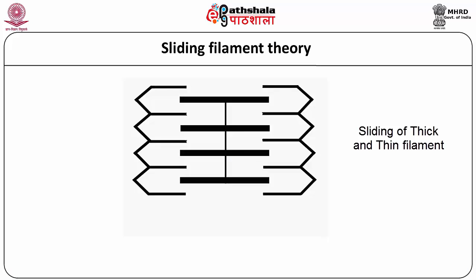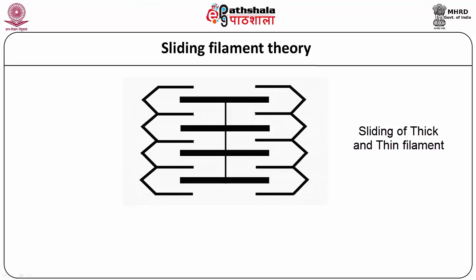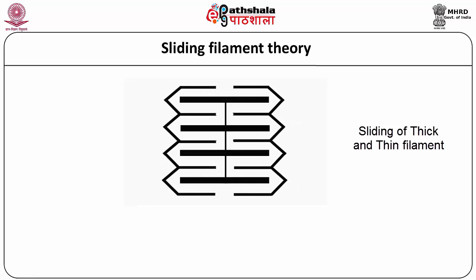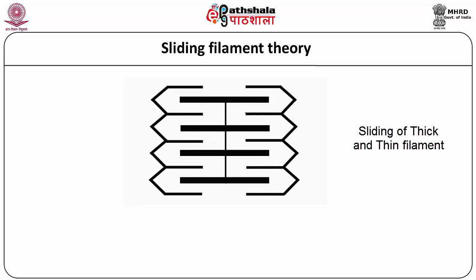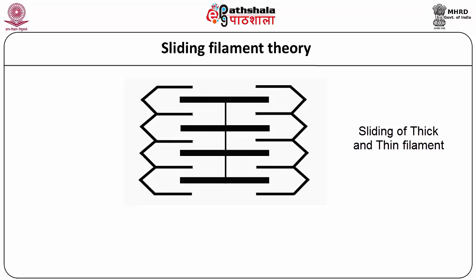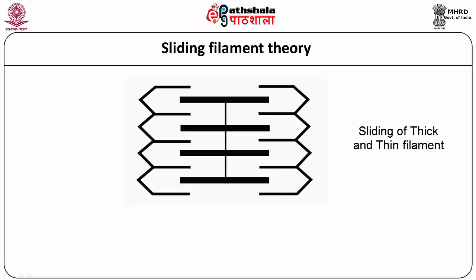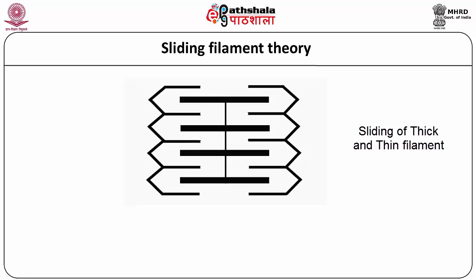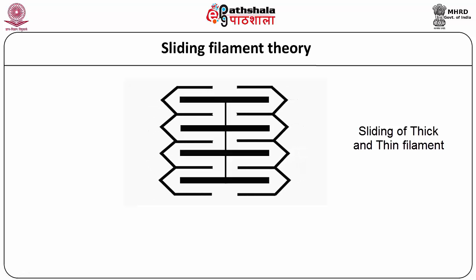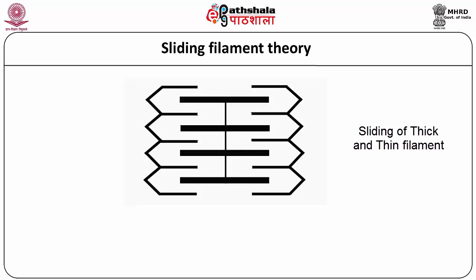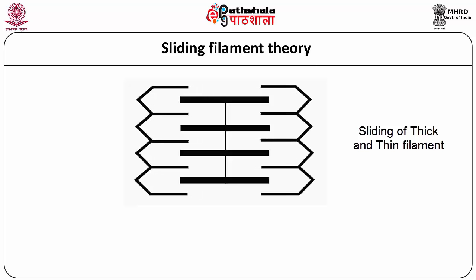Now have a look at the contraction process. See the sliding motion of the fibers. The thin filaments come closer to the M line during contraction, and during relaxation the thin filaments go away from the M line, and this is the gross motion.